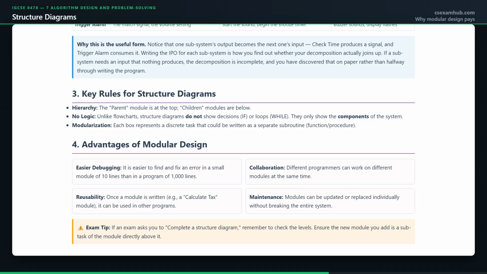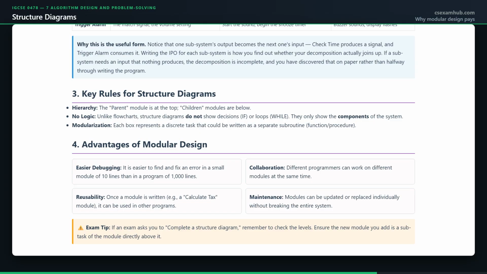Easier debugging. Finding a fault in a 10-line module is far easier than in a 1,000-line program, because the search space is small and the module can be tested on its own, which is the iterative testing from the first lesson of this topic. Collaboration. Different programmers can work on different modules simultaneously, which is only possible because the interfaces between them were defined in advance. That is what the inputs and outputs columns really are. A contract so that 2 people writing 2 modules can work separately and have the results fit together.